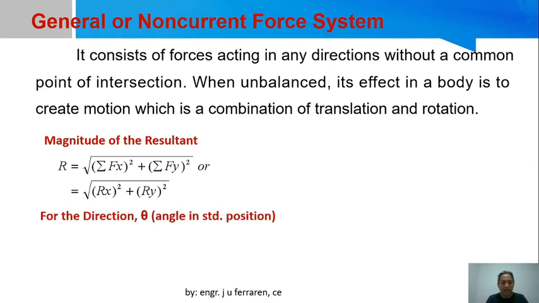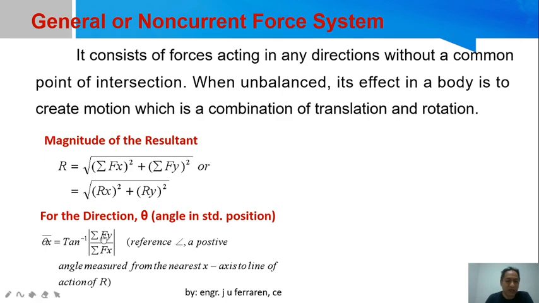Now, for the direction angle, if the angle will be expressed in standard position, then we also have to start with the reference angle. By formula, the summation of forces along Y divided by the summation of forces along X. If we take the arc tangent of the absolute value of that ratio, then that will give you the reference angle. To recall, the reference angle is a positive angle measured from the nearest x-axis to the line of action of your R.